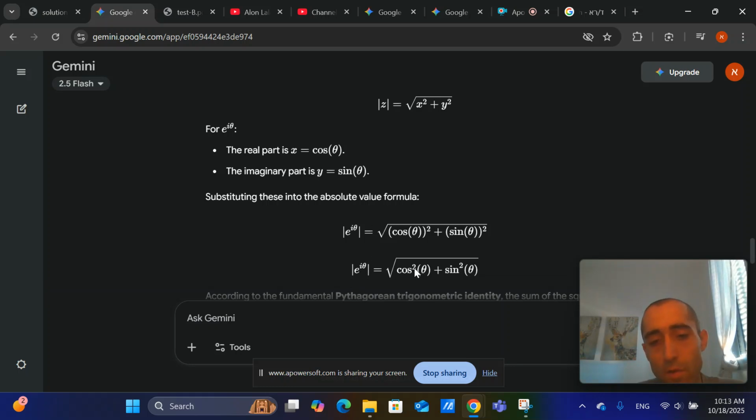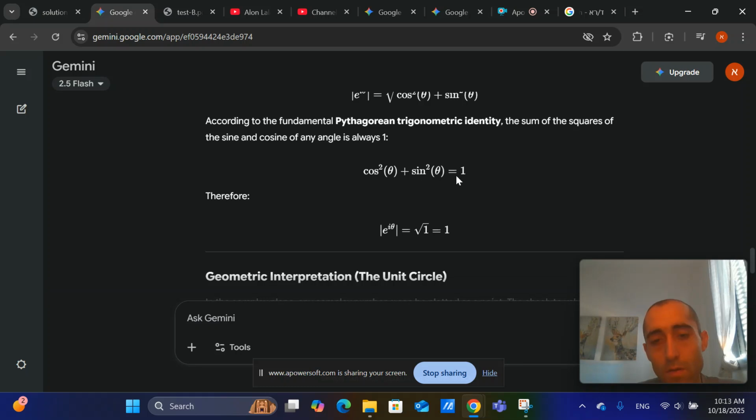But remember that cosine squared and sine squared, when you sum that all up, there is an identity that says that this is just 1. Therefore, you get that the absolute value of the Euler formula is just the square root of 1, which is 1. It means that for every value that you plug in for this theta right over here, it will always stay 1.